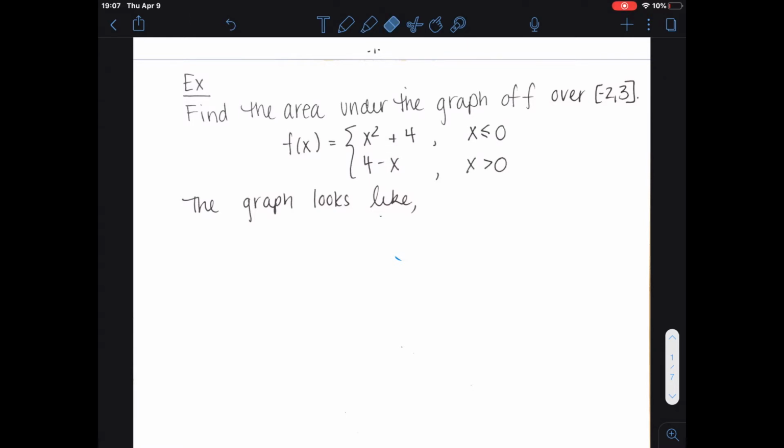So what we can do is look at the graph first. On the left half, you have the parabola. On the right half, you have the line. And they do happen to line up, because if you plug 0 into both, you have an output of 4. So there's no gaps or anything. So we're going to split the integral at the point where it switches over.